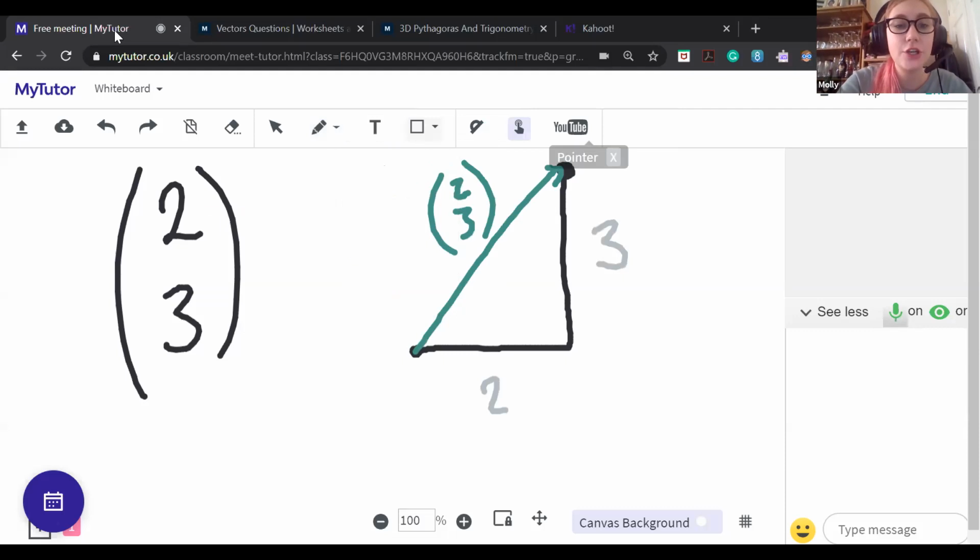Similarly, a -2 means that it goes left and a -3 means down. So you can read it like a coordinate where the original point is the origin, and then it goes to the point 2, 3.